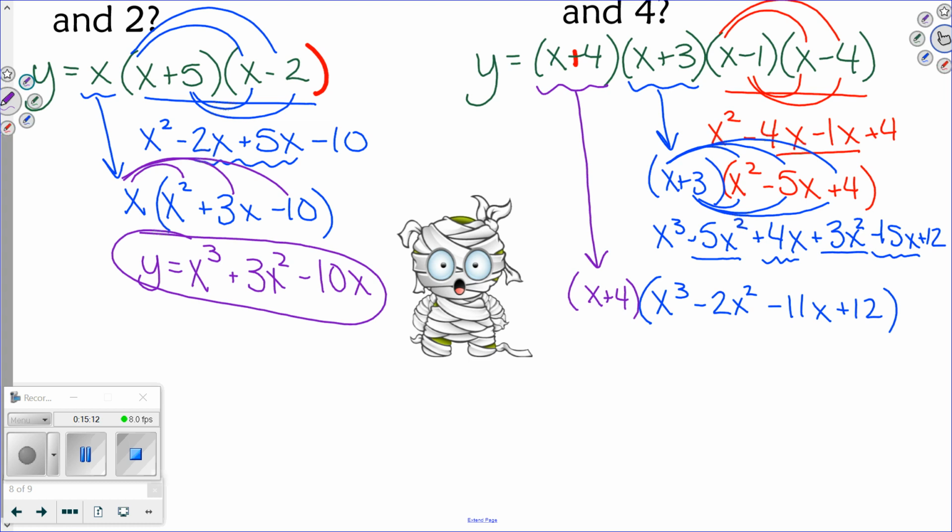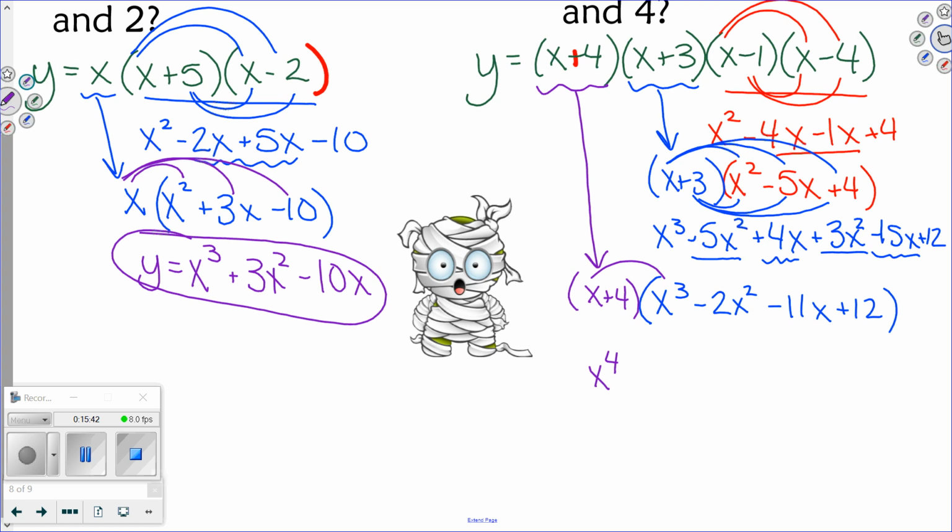x times x squared is x cubed. x times negative 5x is negative 5x squared. x times 4 is 4x. And then 3 times x squared is 3x squared. 3 times negative 5x, 3 times 4. You literally have to distribute everything all the way through that. Does that make sense? Okay. Can I finish this first? Okay. All right, and then from here, we will go ahead and distribute the x.